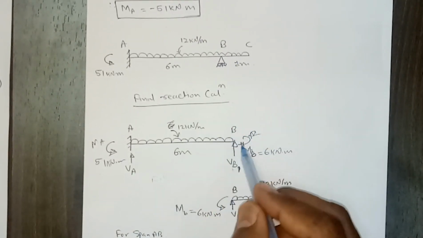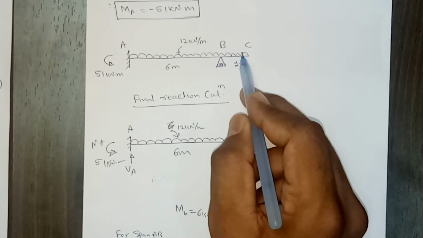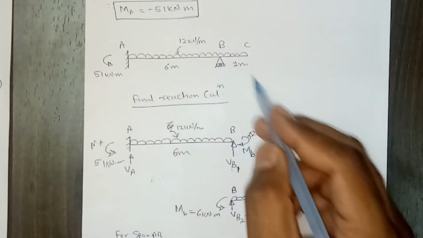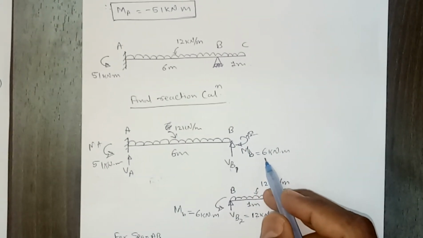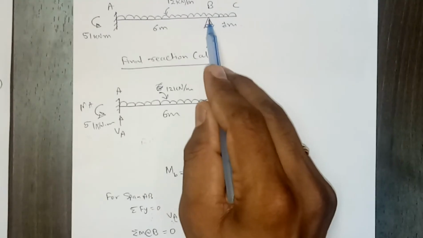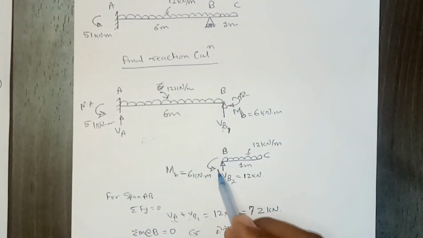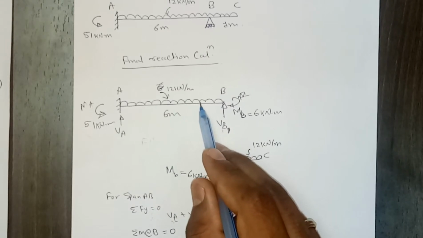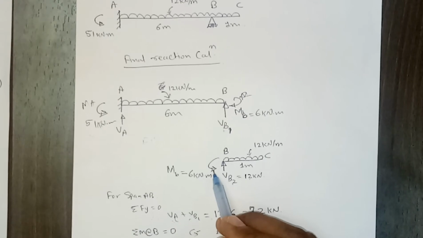When you draw the free body diagram, whatever moment is getting transferred from the BC portion to the BA portion, that we have to represent, which is 6 kilonewton meter that we already calculated. And when you draw the free body diagram of the BC portion, at that time we have to show the bending moment that is getting transferred from the AB portion to the BC portion, which is 6 kilonewton meter.